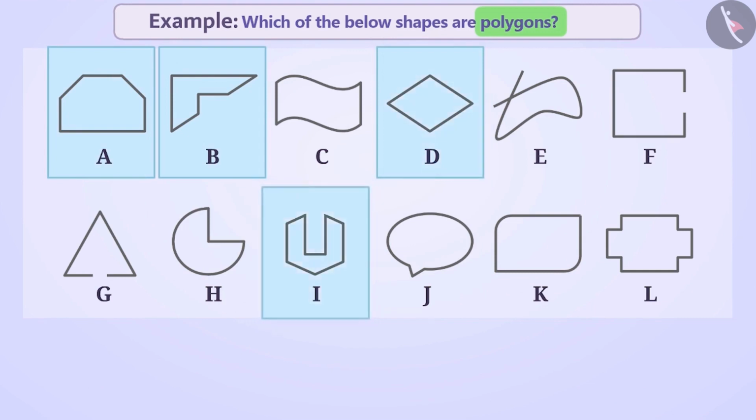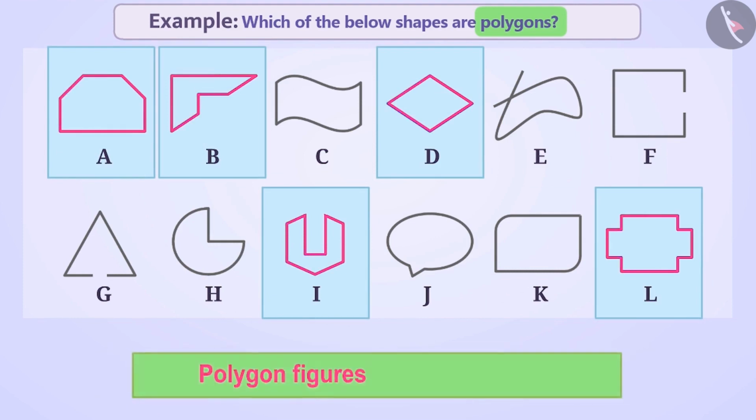If we observe A, B, D, I, and L, then these are made of line segments and are closed figures. Therefore, in the given figures, figures A, B, D, I, and L are polygons. Observe figure I carefully. Though this appears as an open figure to us, but if we start from one point and continue to move on its boundary, then we observe that we reach the same point from where we started. Therefore, it is proved that this is a closed figure indeed.